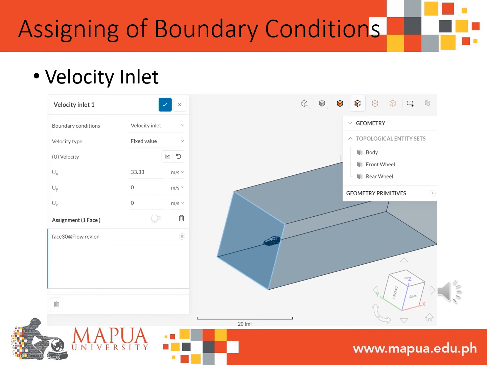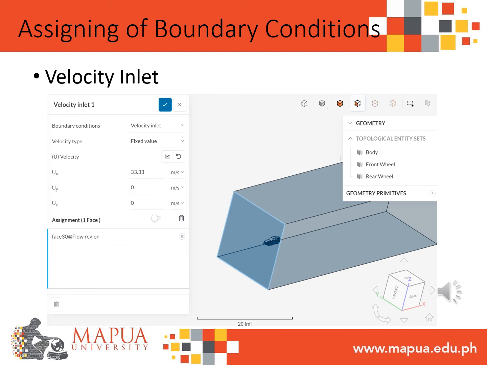On the enclosure surface in front of the car, we will assign the velocity inlet boundary condition. Velocity inlet is where the fluid will start to flow, and it will have a velocity of 120 kilometers per hour or 33.33 meters per second as we stated in our chapter 1.